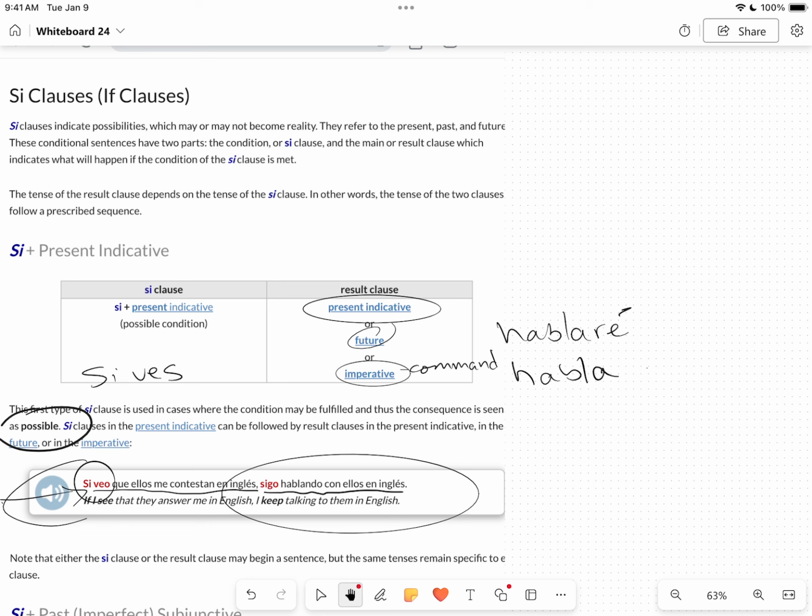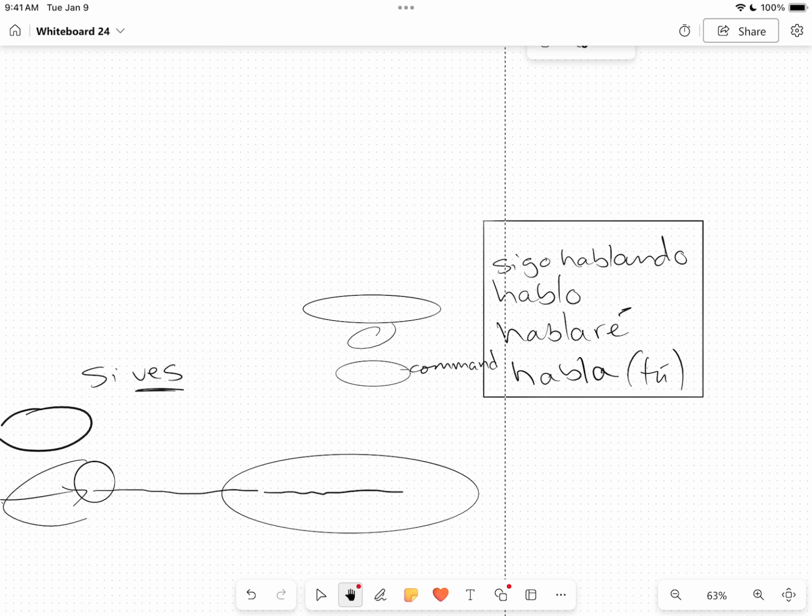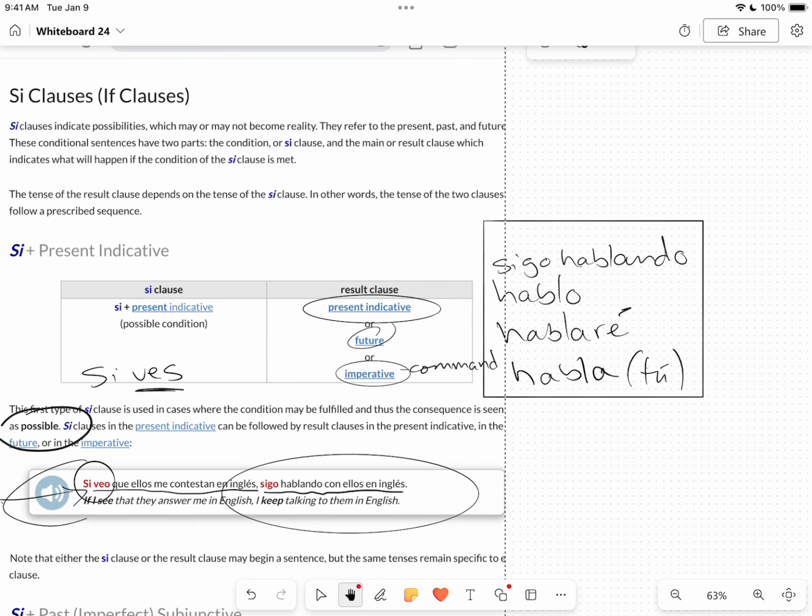Okay, so we have three different options: hablo, or sigo hablando, present progressive. These are all the indicative. All of these are indicative. This would be the tú informal command. If she was saying it to usted, it would be different, but we know it's tú informal because it said si ves here.